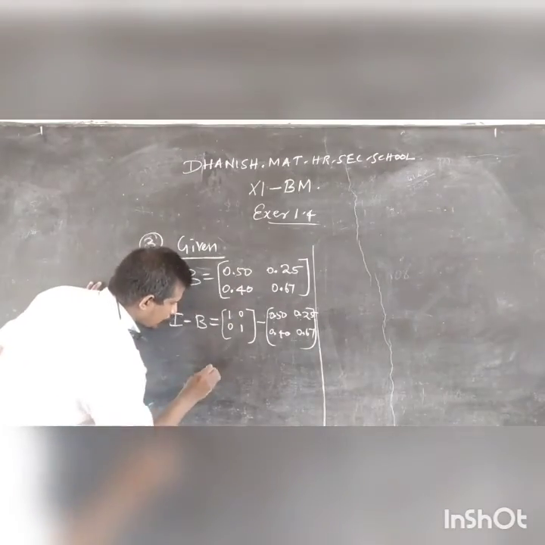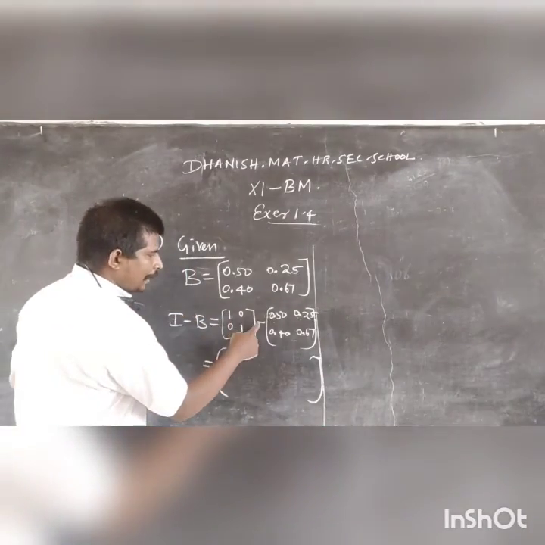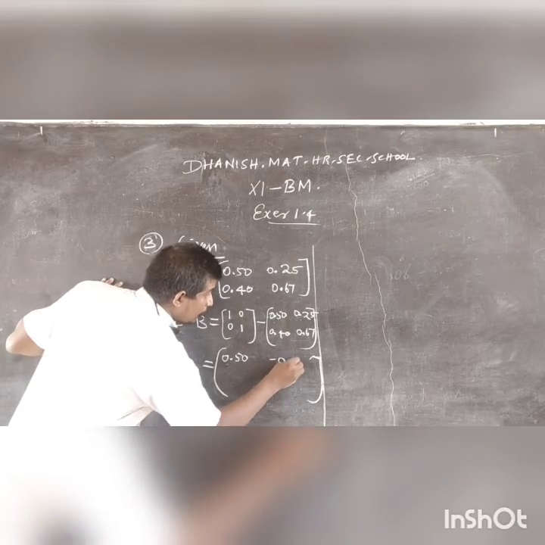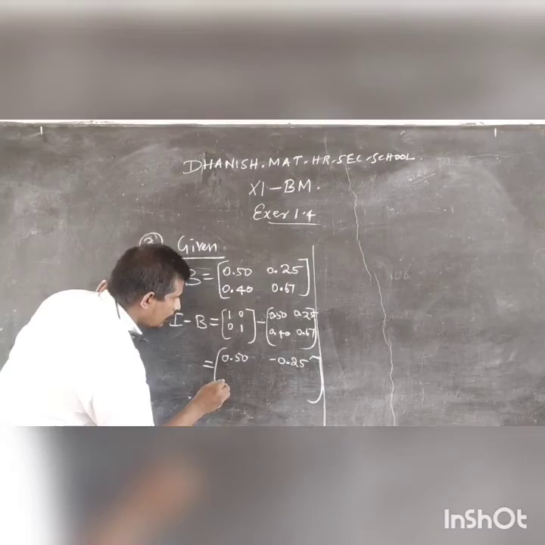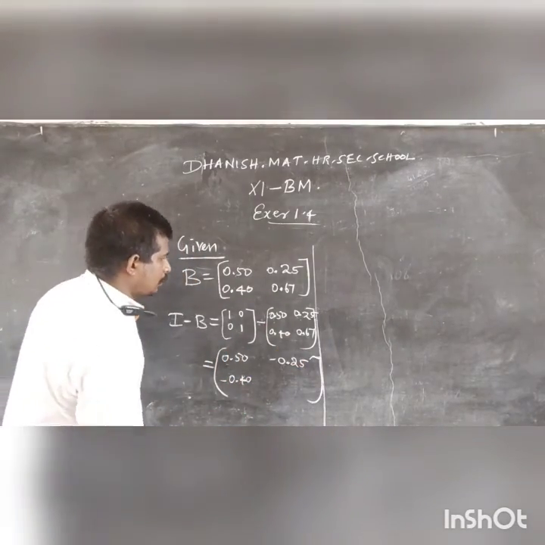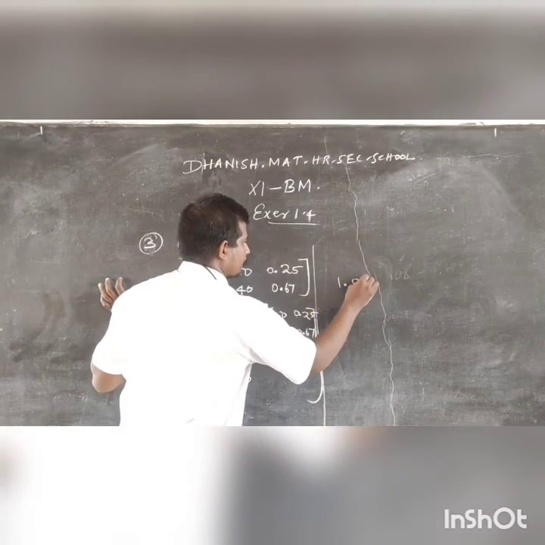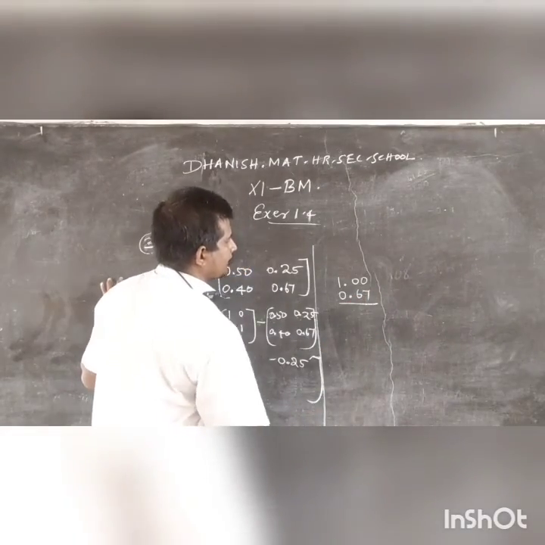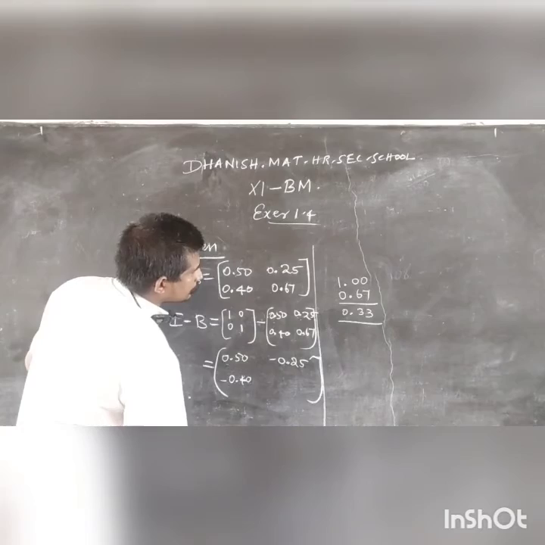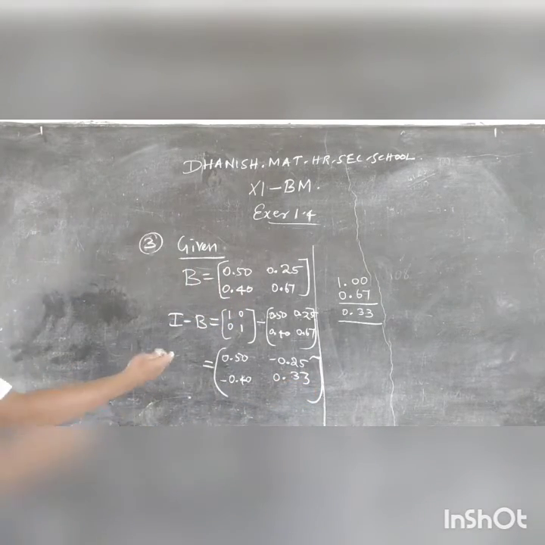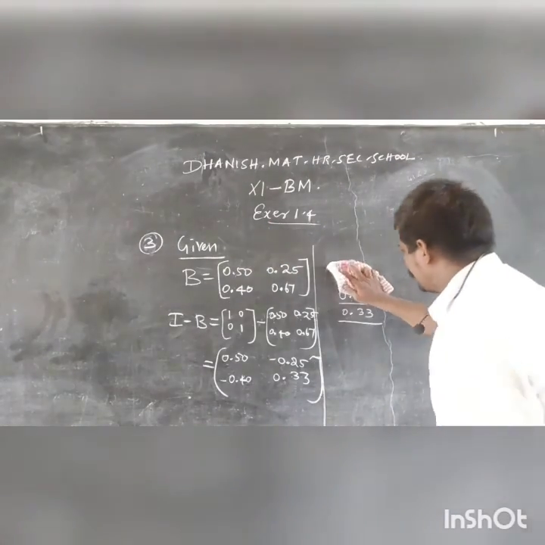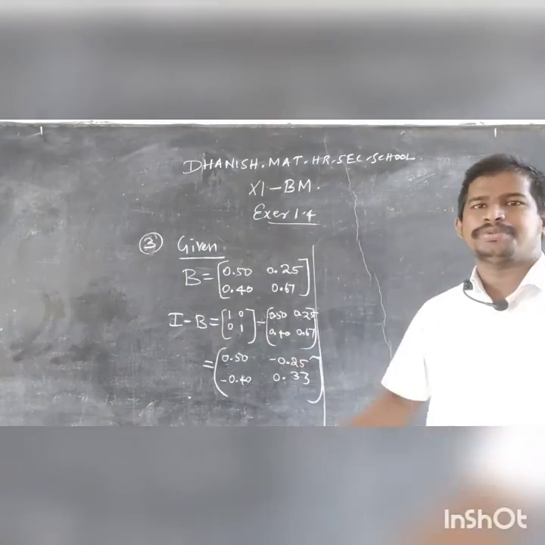Now I'm going to subtract the corresponding elements. 1 minus 0.50 is 0.50. 0 minus 0.25 is minus 0.25. 0 minus 0.40 is minus 0.40. 1 minus 0.67 is 0.33. See, look at our main diagonal elements. Here our main diagonal elements, 0.50 and 0.33, are positive. So our first condition is satisfied.